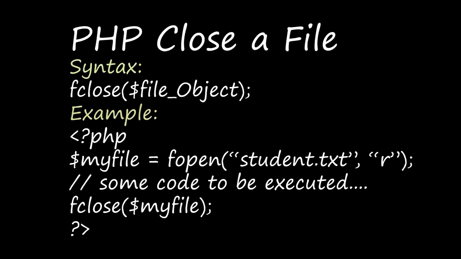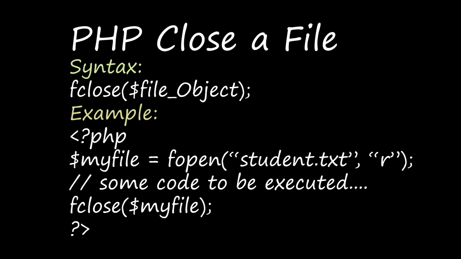Then PHP close a file. For closing a file, we have the fclose function, right? You will use the fclose function. This is used to close a file which is opened. This file object also comes from the fopen function only. Here the syntax is fclose. In the bracket you will give the $file object. Okay.